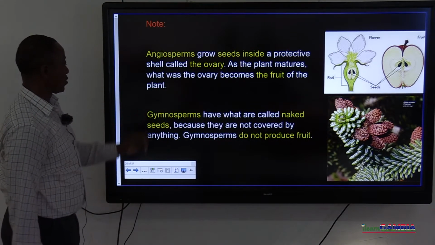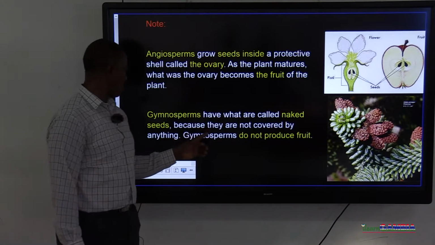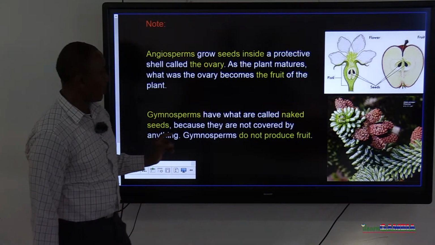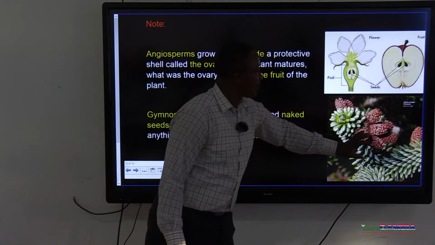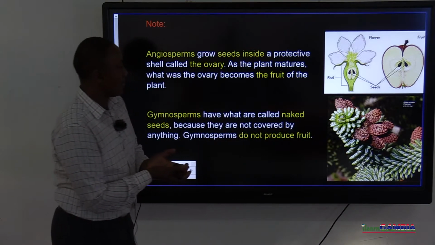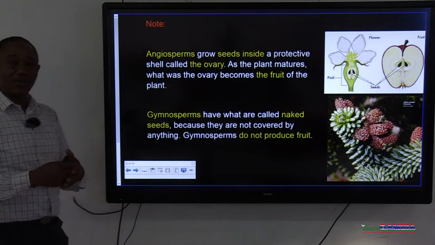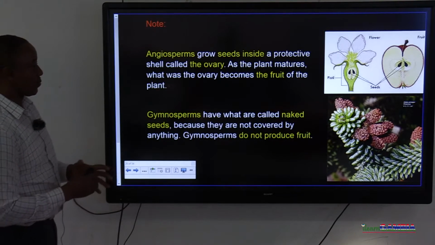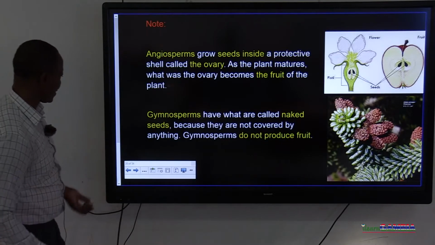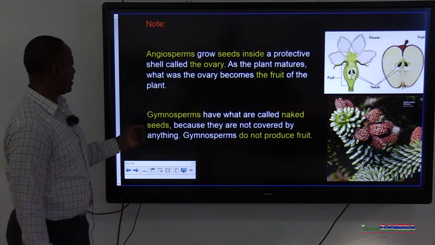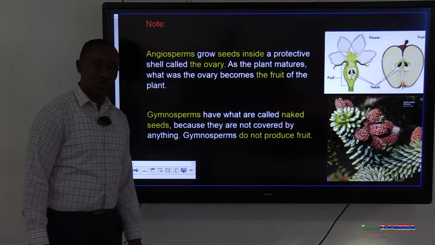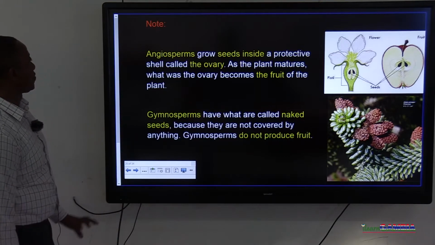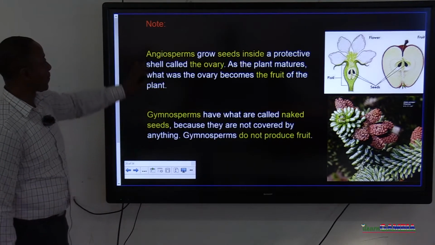On the other hand, gymnosperms have what are called naked seeds. You can see the seeds here. There's no fruit covering the seed. So for them, the seeds are on the outside, and there is no fruit to protect the seed. It says gymnosperms do not produce fruit. So we should note the difference here.